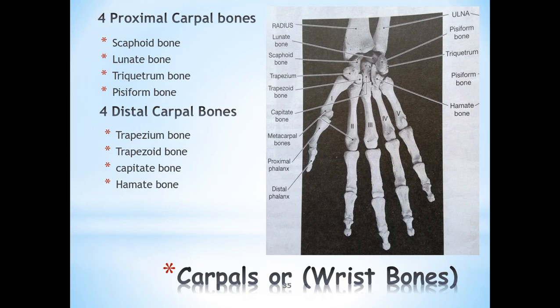Wrist bones. So there are four proximal carpal bones. They have what we call now the scaphoid, lunate, triquetrum, and the pisiform. The four distal carpal bones naman natin, we have here the trapezium, trapezoid, capitate, and hamate bone. So these are your carpal, or the wrist bones.